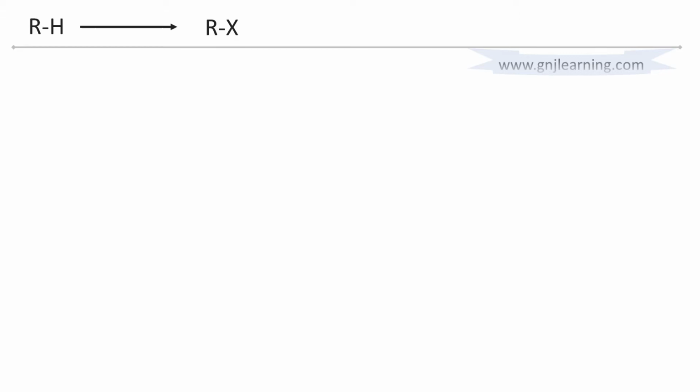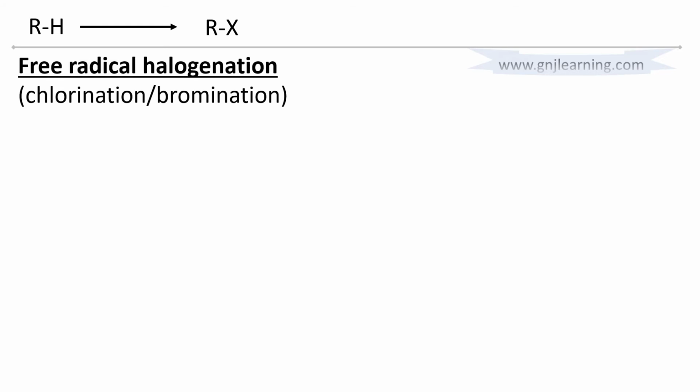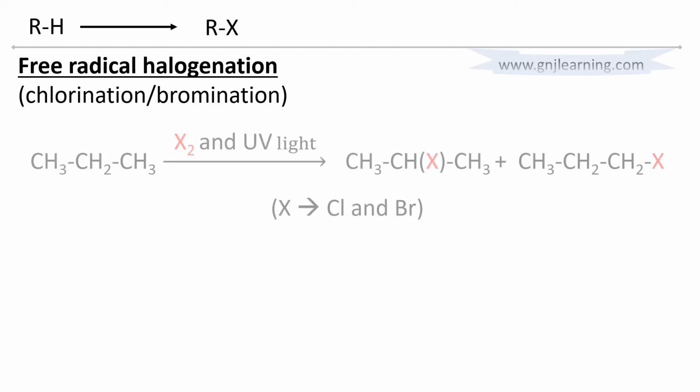So again, as I said, the name of the reaction is free radical halogenation. First of all I will explain why it is called free radical halogenation, because the intermediates formed here are free radicals. So what are free radicals? To understand this, first we will look into the reaction. So this is the reaction.